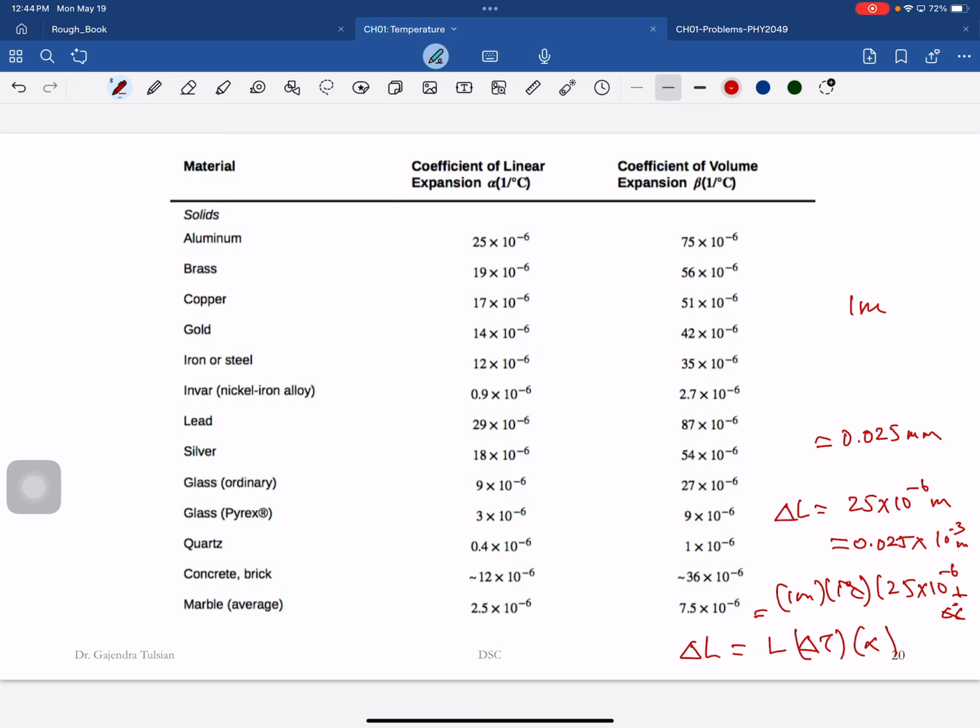Take a 1 meter aluminum rod heated by 1 degree Celsius. Its length increases by 2/100th of a millimeter. The increase is 25 parts in a million. Why do you care about it? Consider a frame or a very big piece: it's going to increase a lot, especially over a long span.